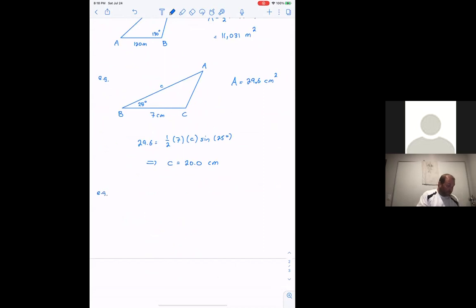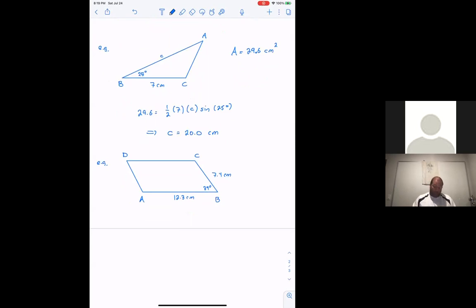Another example. It says find the area of a parallelogram ABCD. Not a triangle, but a parallelogram. Now those should be parallel. If you really look close, it doesn't quite look parallel, but you'll forgive my lack of artistic abilities. Here's A, B, C, and D. BC equals 7.4 centimeters. AB equals 12.3 centimeters. And B hat is equal to 39 degrees. And we want the area of the parallelogram.